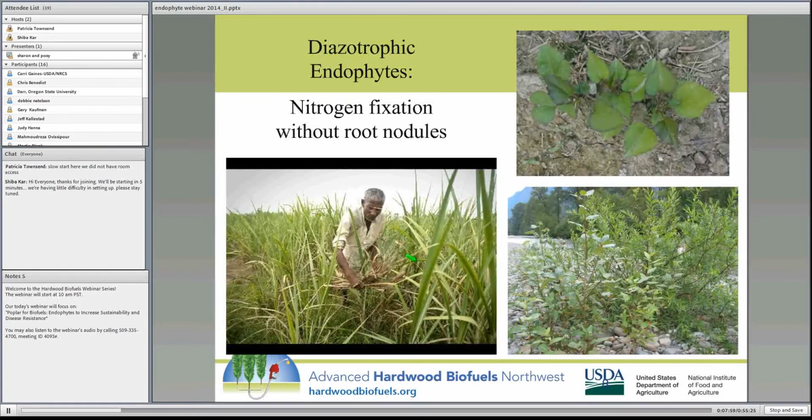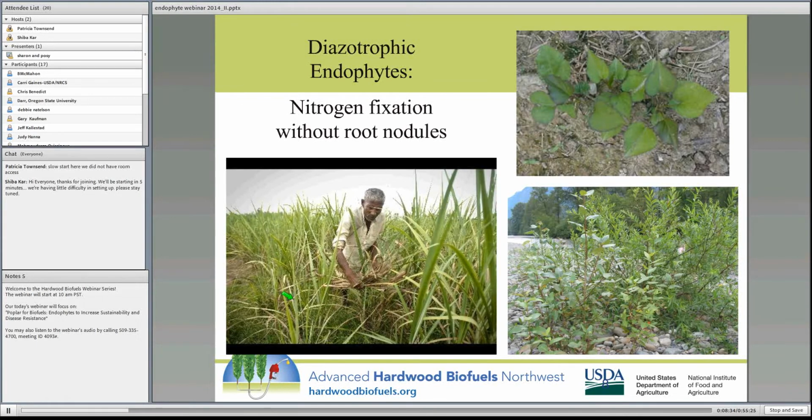Just recently, in about the 1990s, it became clear that there's another way that plants can obtain this naturally fixed nitrogen, and this is through nitrogen fixing or diazotrophic endophytes. So this is nitrogen fixation without root nodules. There's no structure within the plants that we can see. The microorganisms are within the plants. They can be in the roots, the stems, and the leaves. It was shown first very clearly in sugarcane as well as Kallar grass.